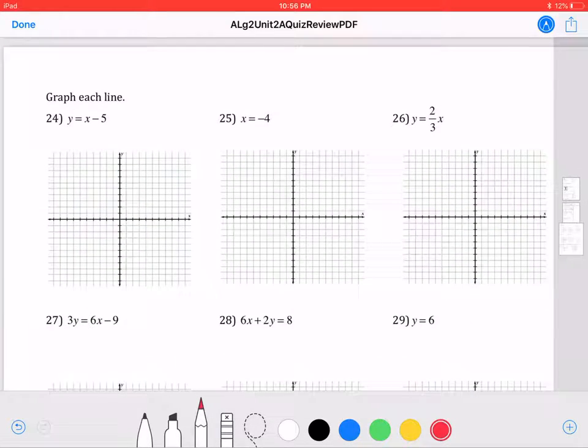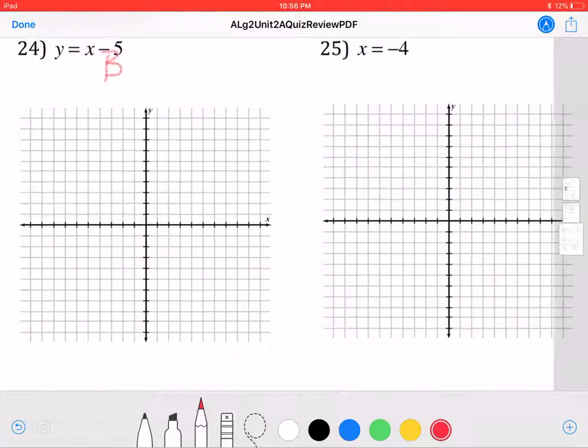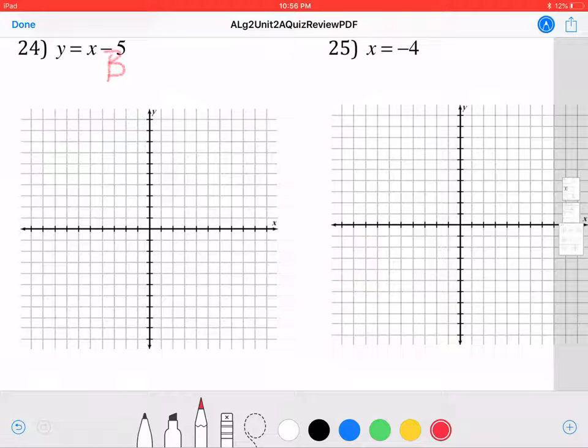Graphing of each line. I have a B value. The B value, 1, 2, 3, 4, 5, is going to be plotted. I then use the slope, which is the number in front of x, up 1 over 1, up 1 over 1 to draw my line.